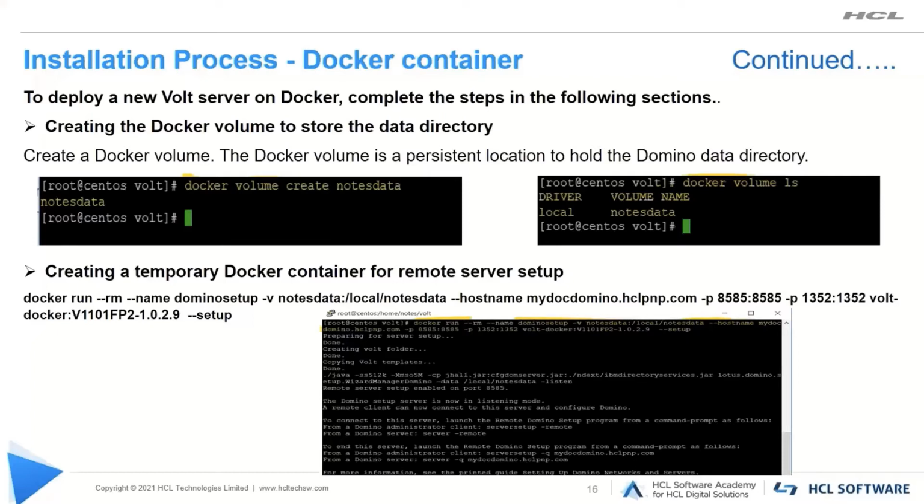Once the volume is created, we can use the below docker run command to create a temporary container from the Domino Docker Vault image to configure the Domino server. The output is as shown. It will create the container and start the Domino server in listen mode to configure it using remote server setup. Moving to the next slide.